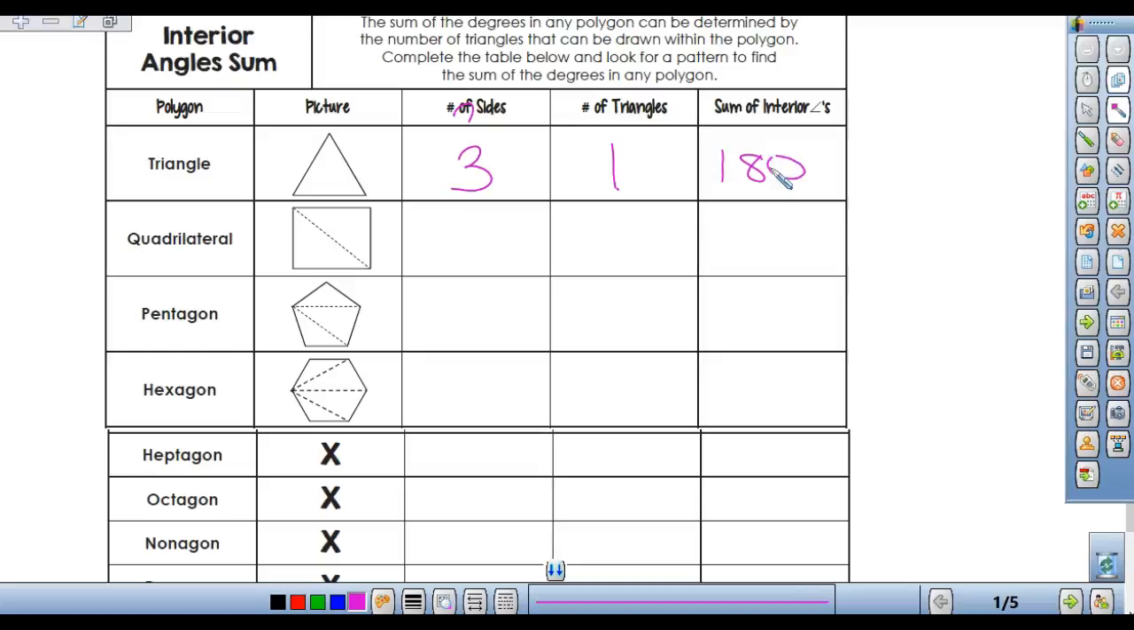Okay. With a quadrilateral, how many sides are there? There's 4 sides. How many triangles are in there? 2. And so if there's 2 triangles, this triangle would be 180, this triangle would be 180, so that would be 360.